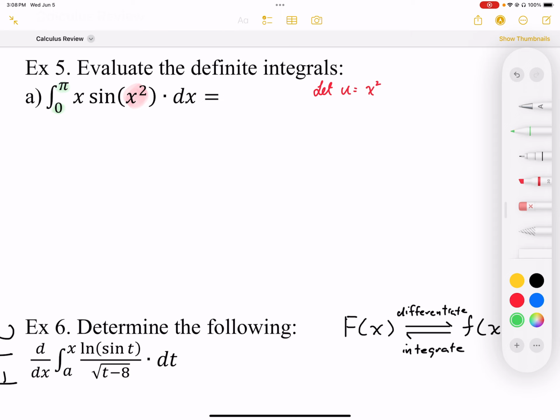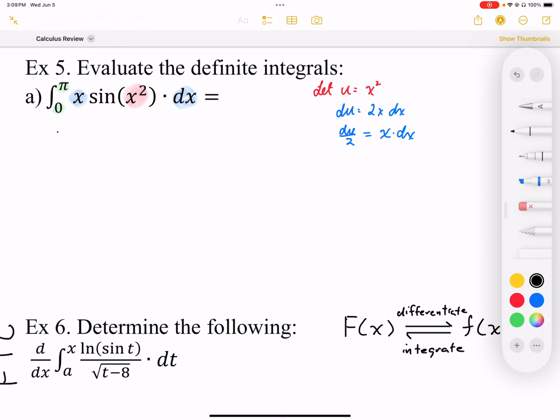And when I calculate the du, my du is going to end up being 2x dx. And I can see that on the outside, yeah, I have an x dx. I just have to account for that extra 2. So I'm just going to move it over and make it into du over 2. And there's my x dx that will replace that dx in the expression.